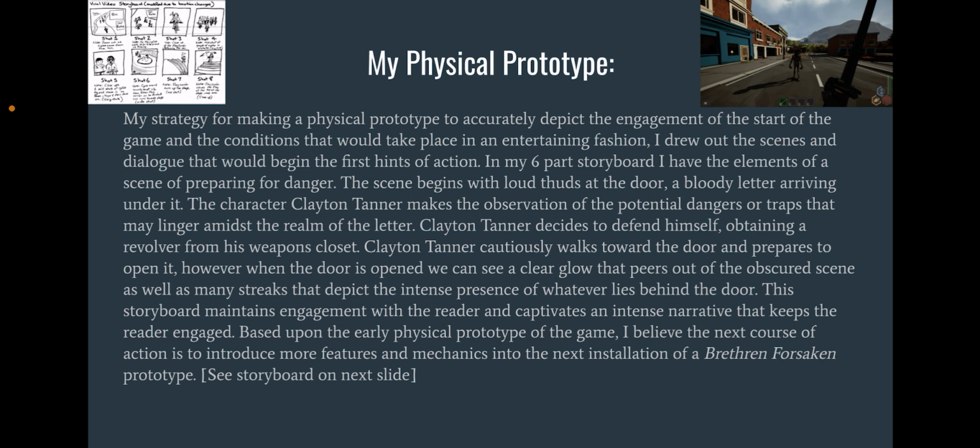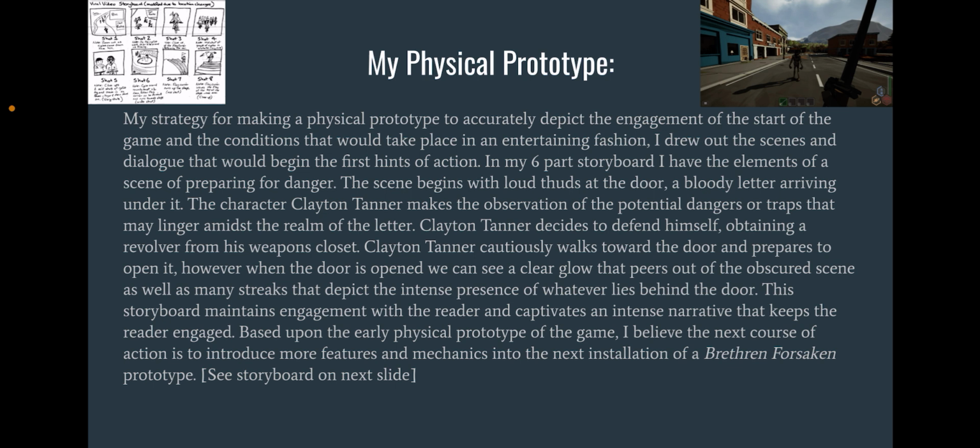The scene begins with loud thuds that ring at the door, with a bloody letter arriving under it. The protagonist and the main character, Clayton Tanner, makes the observation of the potential dangers due to the barren wasteland and the barren conditions of the desolate desert. Due to this, Clayton Tanner has his guard up and prepares for the potential dangers that may lie behind the door. Clayton Tanner decides to defend himself, obtaining a revolver from his weapons chest.